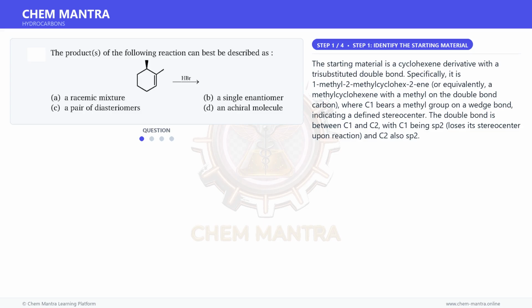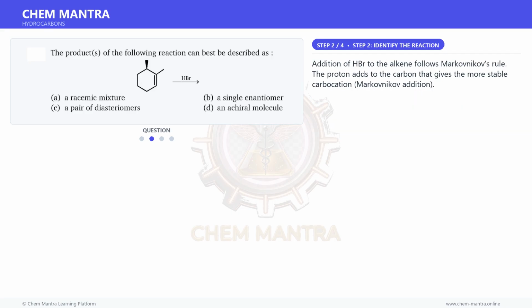The starting material is a cyclohexene derivative with a trisubstituted double bond. Specifically, it is a methyl cyclohexene, with a methyl on the double bond carbon, where C1 bears a methyl group on a wedge bond, indicating a defined stereocenter. The double bond is between C1 and C2, with C1 being sp2, so it loses its stereocenter upon reaction, and C2 also sp2. Moving on to the next step.